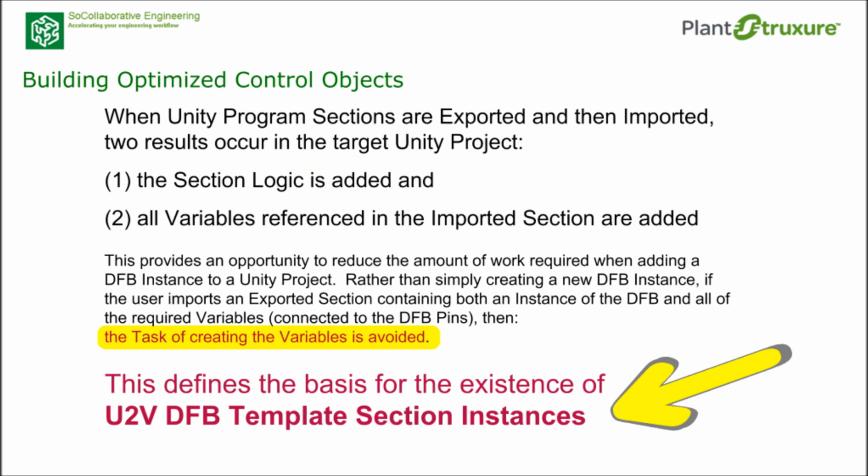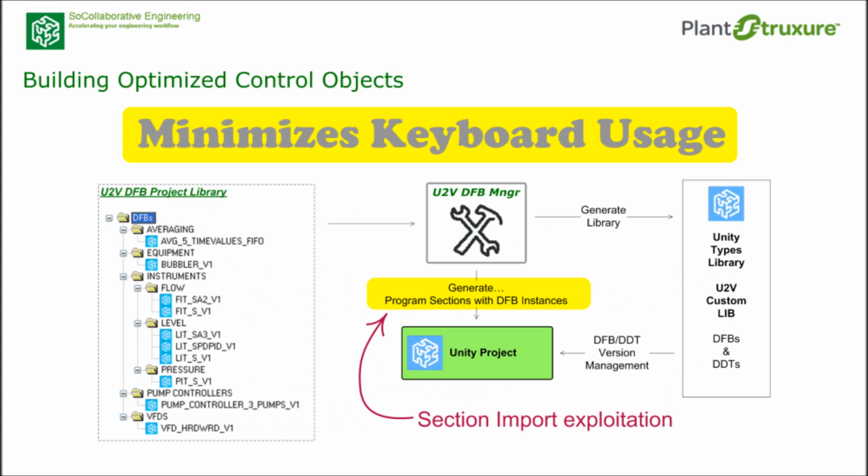And referring back to part 1 of this series, importing Unity Pro project sections automatically creates variables, and the DFB Manager generates importable U2V DFB template section instances. So I will use the Manager to minimize keyboard usage and therefore optimize this DFB for ease of use.